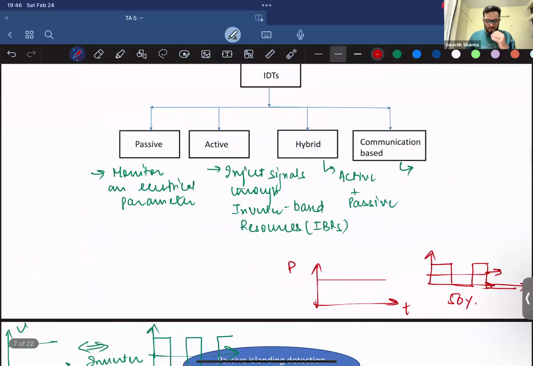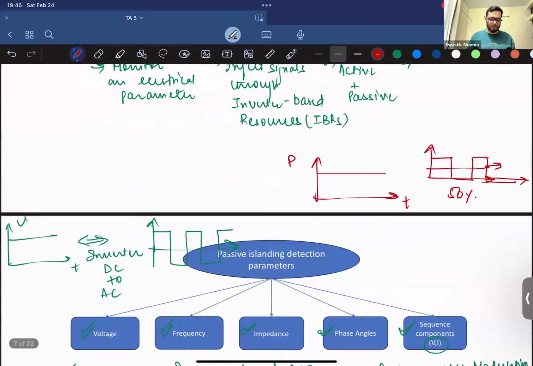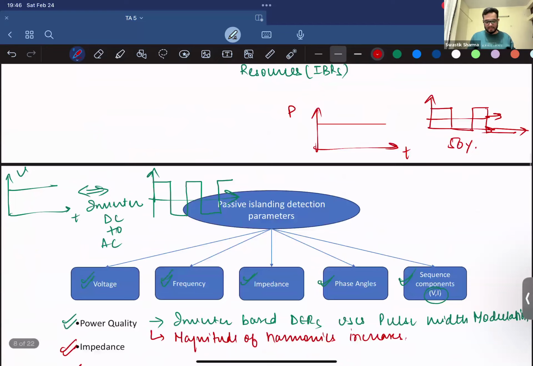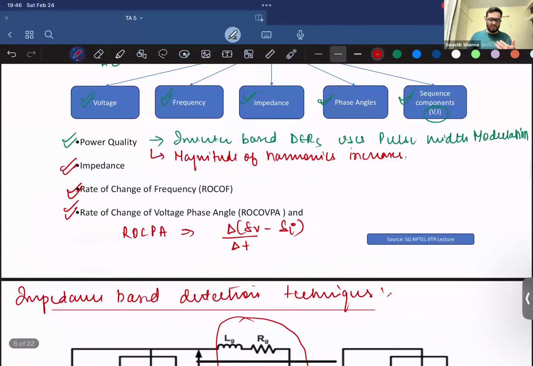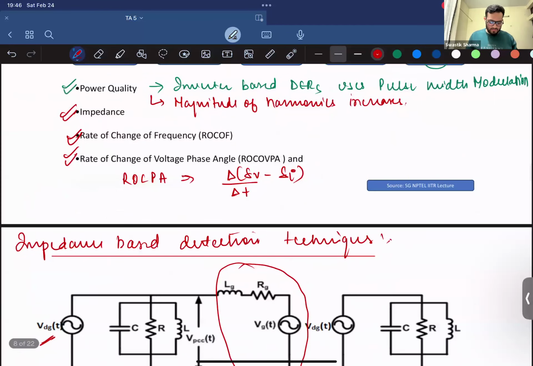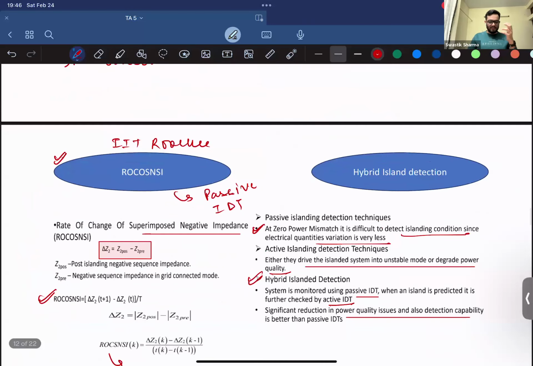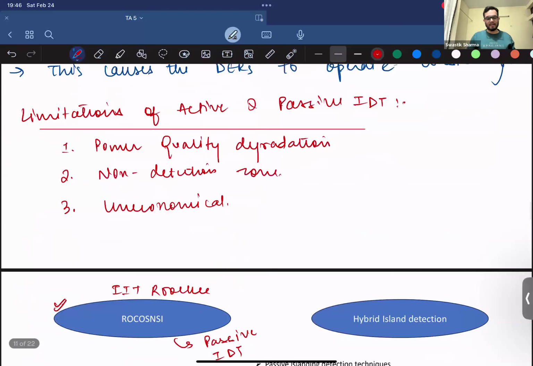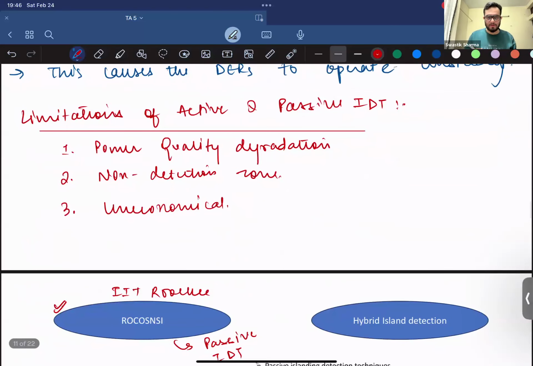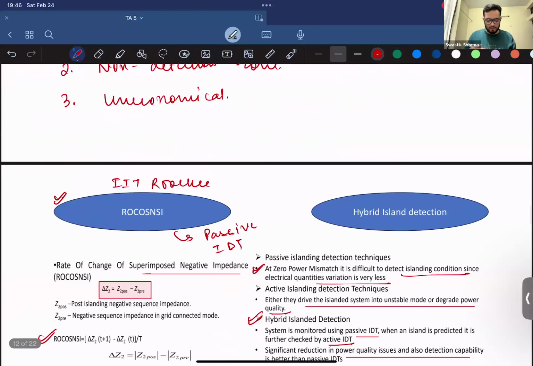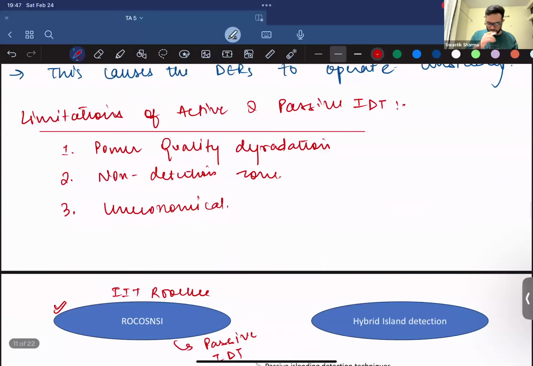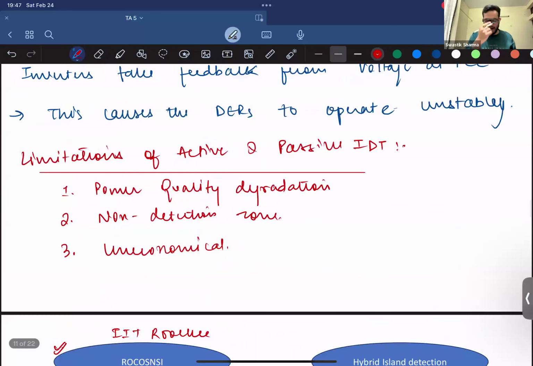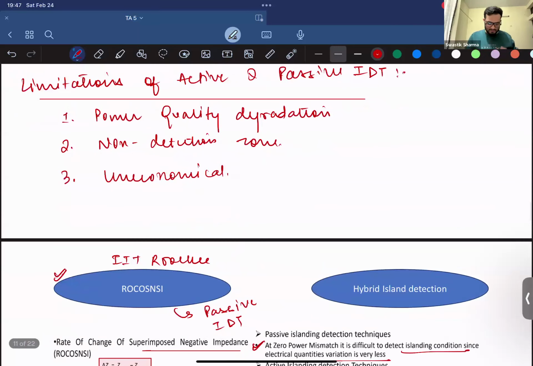Then we discussed various islanding detection techniques: passive, active, hybrid, and communication based. Then we explored passive islanding detection techniques, and then active islanding detection techniques. Then we talked about the different drawbacks these two techniques have, and how hybrid islanding detection techniques were able to address these research gaps.